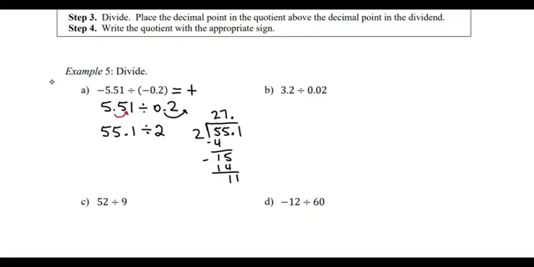Bring the 1 down. 2 goes into 11 5 times. Need to fill in one more 0. And then 2 goes into 11 5 times. 27.55, and I've already determined that the answer is positive. So the final answer to this problem is 27.55.